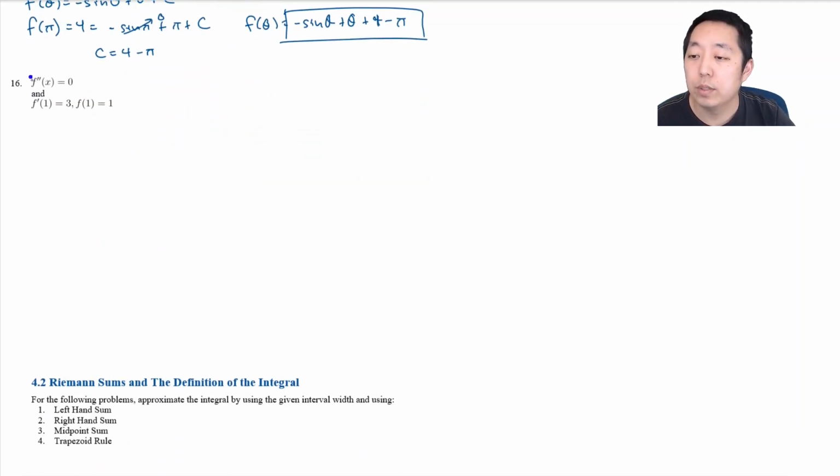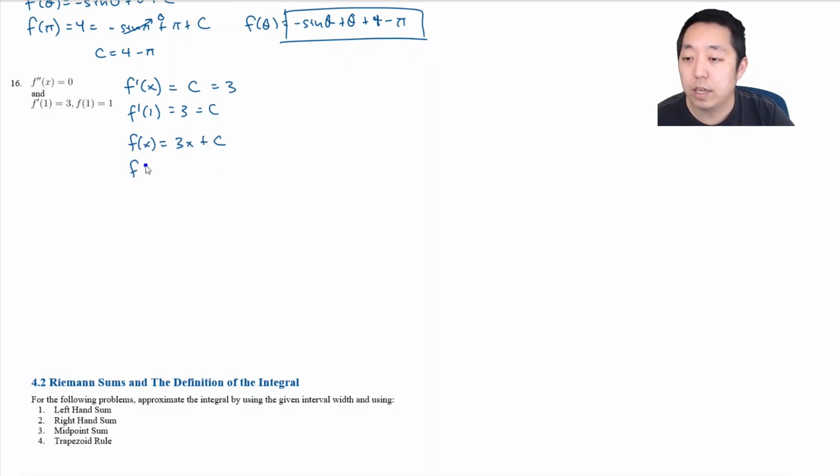Last one here. So the second derivative is 0. That means for the first derivative, the antiderivative of 0 is just 0, but I've got to add my constant, 0 plus c. And I know f prime at 1 has to equal 3. That has to equal c, so that means c is equal to 3. So f prime is equal to 3. And so the antiderivative of that has to be 3x plus c. f of 1 has to equal 1 for this initial value. And that's equal to 3 plus c, plugging x equals 1 into there. And so that means c would have to equal negative 2. And so my f of x would then equal 3x minus 2.